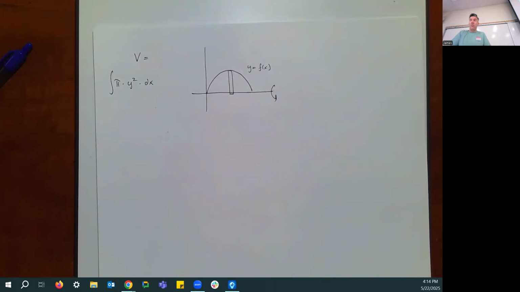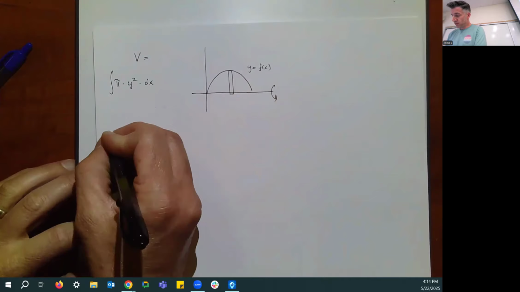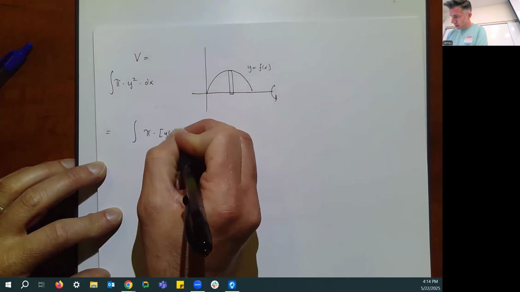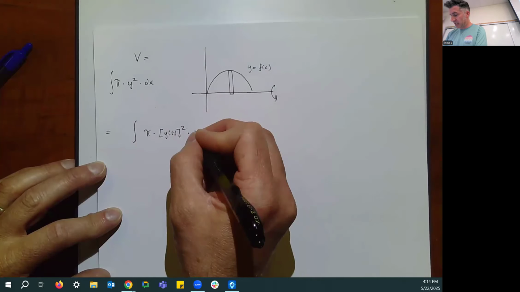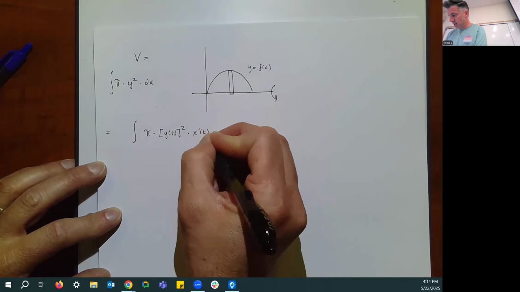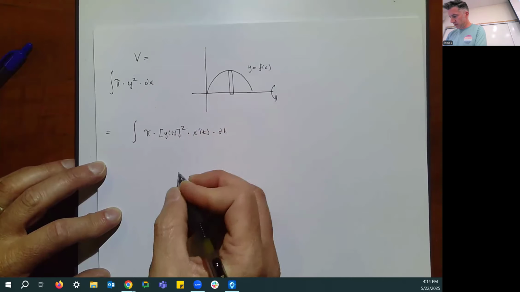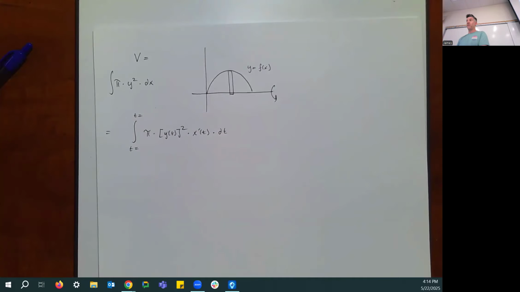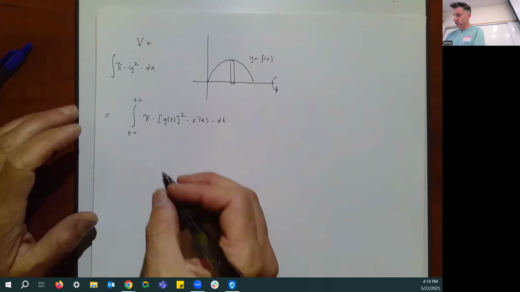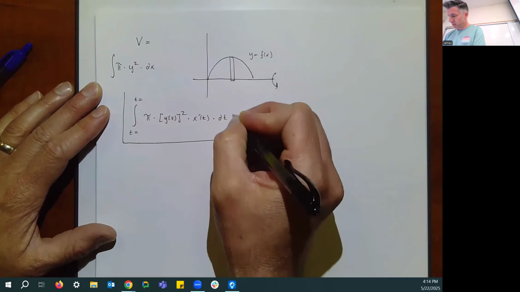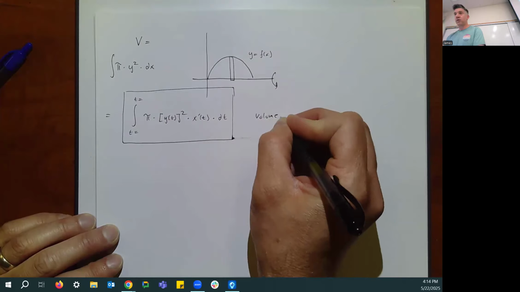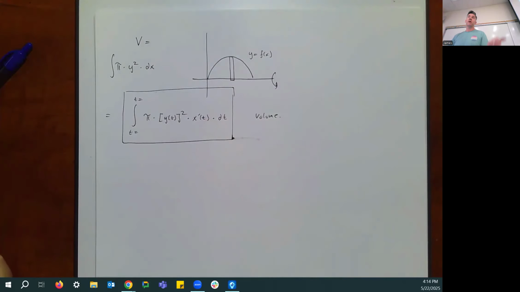We say that y is really y of t, and dx is really dx/dt, or x prime of t, times dt, from t equals whatever to t equals whatever. So that's how you can find the volume of revolution using parametric equations. And you can do the same sort of thing for arc length and surface area. Arc length and surface area, I think, are even a little bit trickier, though.